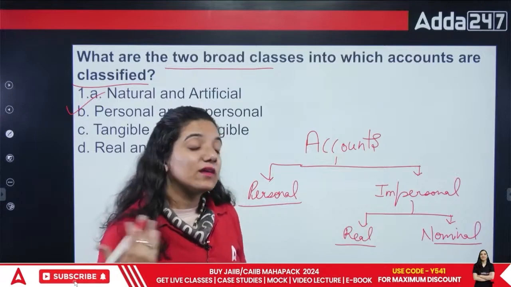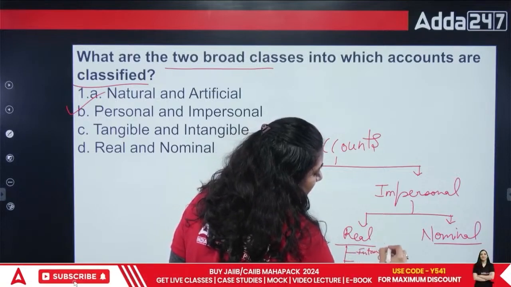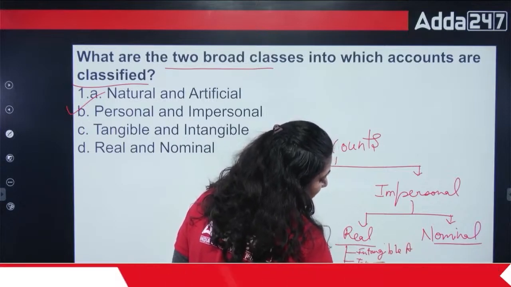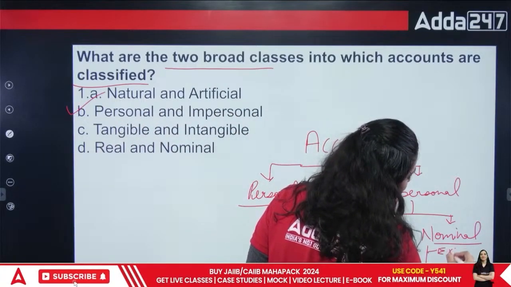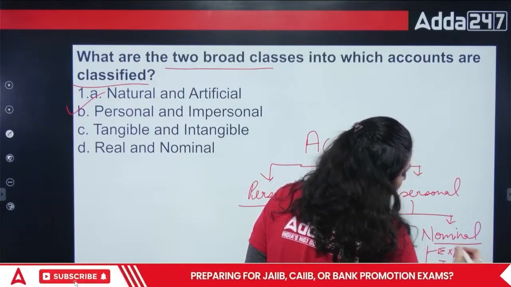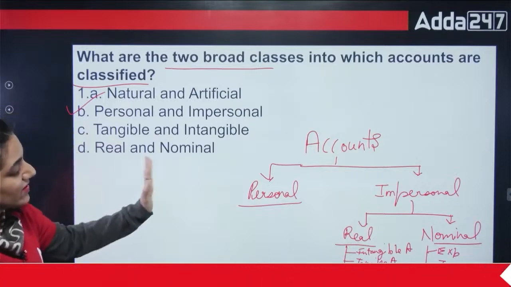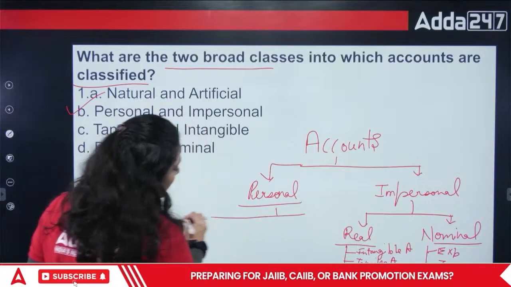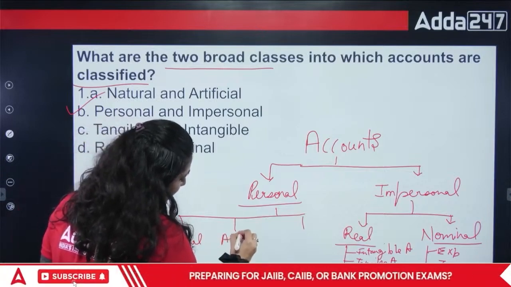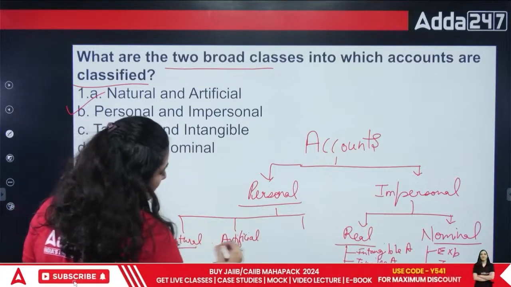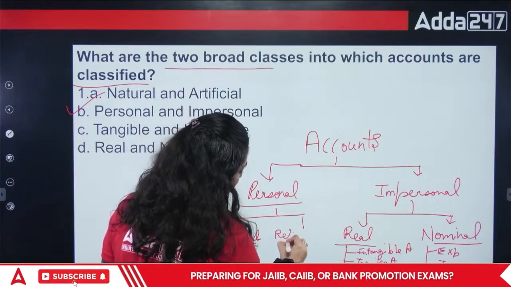That means whatever expenses and incomes the organization is making. In the area of real, we have intangible assets and tangible assets. When we talk about nominal, we have expenses and we have incomes. Done, everyone? So this is how we broadly classify it into personal and impersonal. And in the impersonal, we have this area. In terms of personal, we have three types: first is natural, second is artificial, and the last one is representative personal.